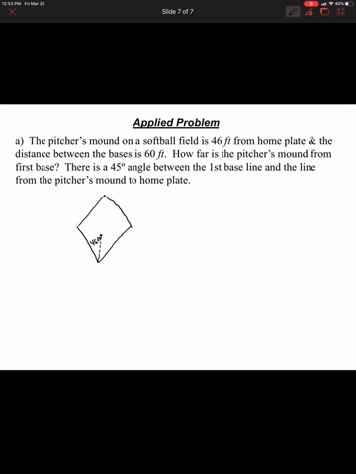Alright, and then they gave us the distance between the bases. So again, here's home plate, so here's home. Here's first base, here's second base, and here's third base. So distance between the bases, this is 60 feet down the base paths. So home to first is 60, first to second would be 60, second to third would be 60, and then third to home would be 60.